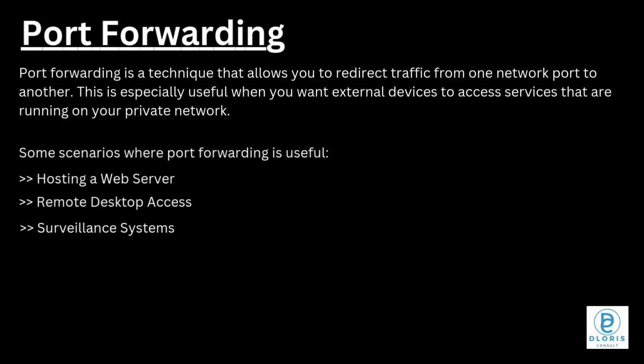Two, remote desktop access. If you want to connect to a computer within your private network from an external location using remote desktop protocol, you will need port forwarding to direct traffic to the right machine. RDP typically uses port 3389.